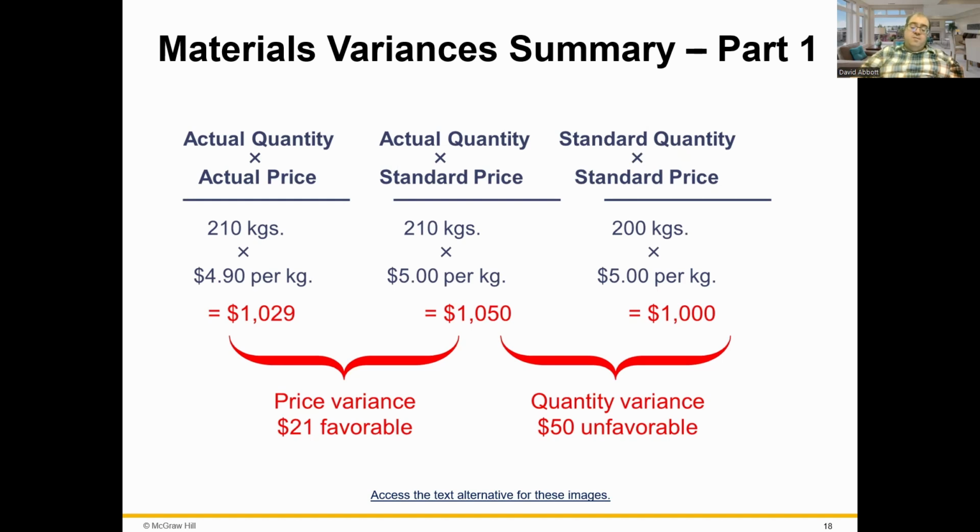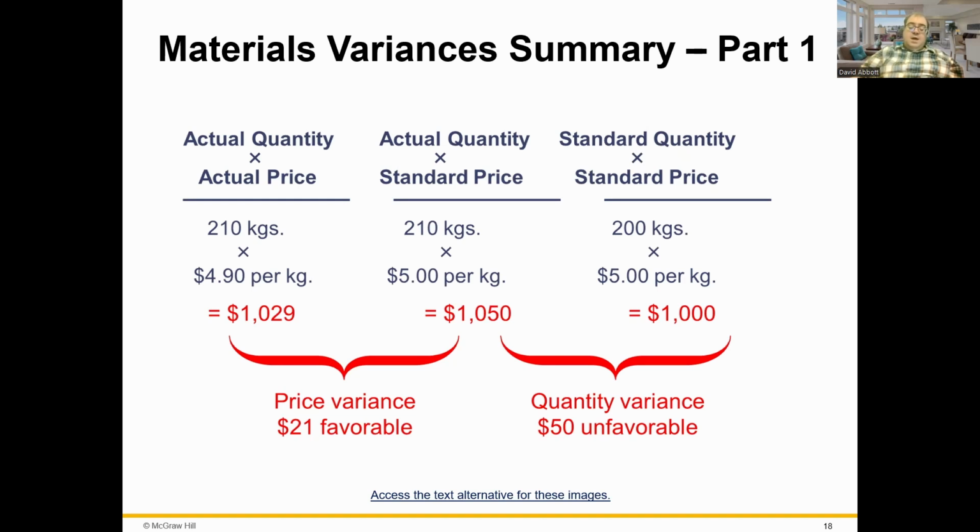The material quantity variance, described as the difference between the quantity of material used in production and the quantity that should have been used according to the standard, is $50 unfavorable. The quantity variance is labeled unfavorable because the actual quantity exceeds the standard quantity allowed by 10 kilograms. So 210 kilograms minus 200 kilograms.